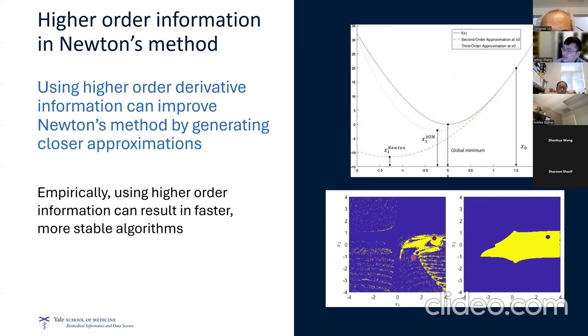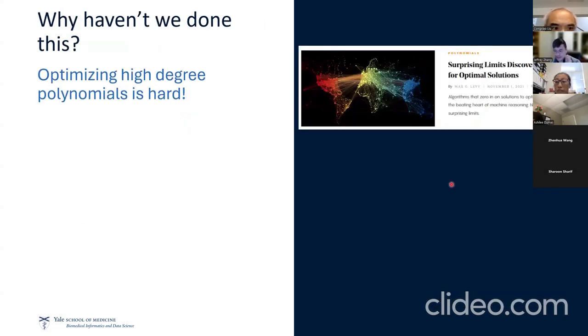And even though you could argue that you have more yellow here in total, the fact that the yellow region here is this nice contiguous figure means that by using higher order information, you can actually get more stability. So why haven't we done this? And the simple answer is that optimizing high degree polynomials is hard.